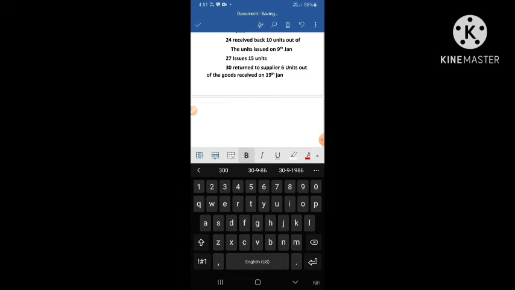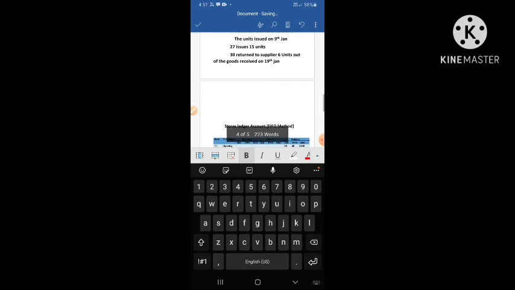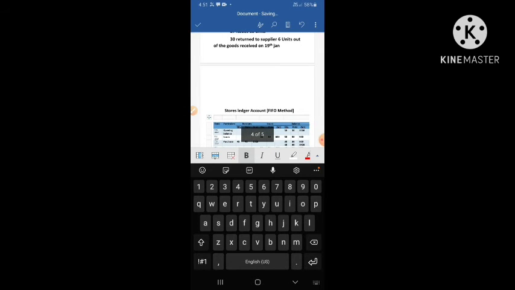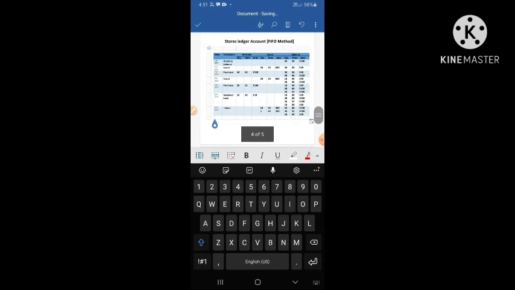Okay, so at last there is also a last entry, that is on 30 Jan 2019, they made a purchase return, that is return to supplier. Return to supplier means purchase return, so we should show that purchase return in the issue column. We treat it like a sales return.